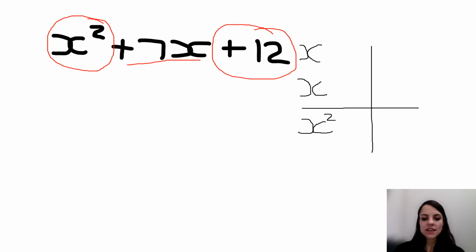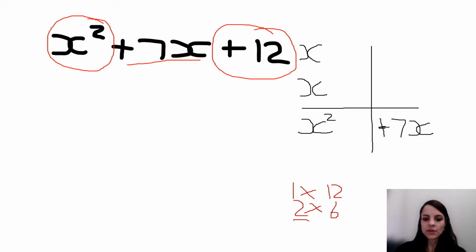Next, you take your 7x. And be sure to put the positive, because if it's a negative, it will influence your answer. So be sure to put your positive 7x. Then we have our 12. Let's first look at the factors of 12, because that is going to help you to determine what you are going to write here. So 12, let's just write it here. It could be 1 times 12. It could also be 2 times 6. It could also be 3 times 4.